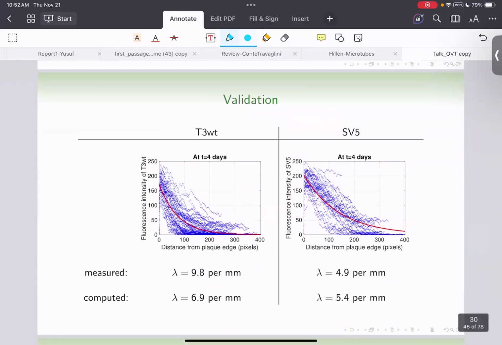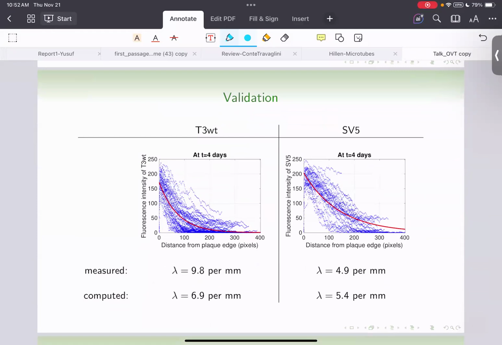And if you run it through a scanner, you get these blue data points. So depending on the radius, you get the light intensity in these experiments. And here we can fit an exponentially decaying function, e to the minus lambda x, for the supervirus and for the wild type. And this is the same lambda we had earlier for the traveling wave analysis. And so here we measure 9.6 per millimeter. Earlier we got 6.9. Here we get 4.9 from the blue graph, and we had 5.4 earlier.